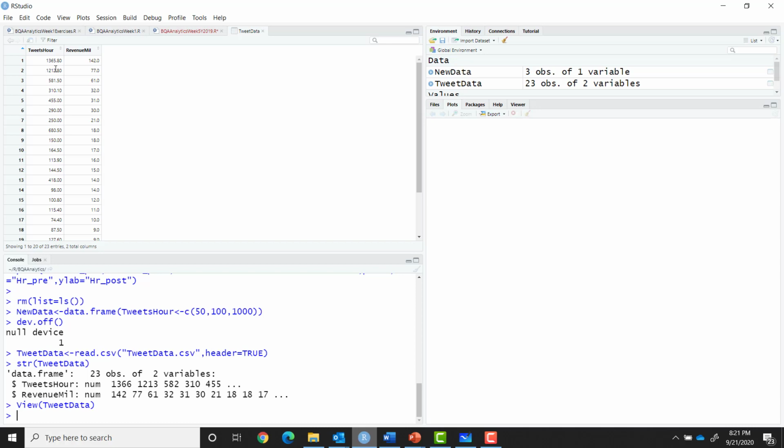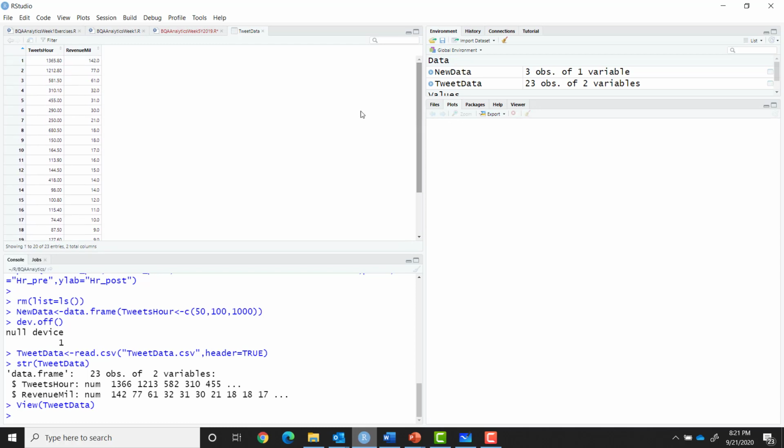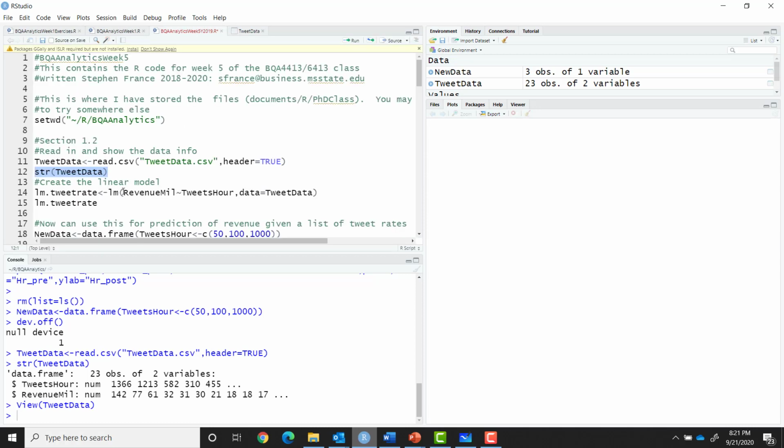So here we go. We've got the tweet rate per hour and we've got the revenue in millions. As you can imagine, these are pretty much related. We have higher tweet rates per hour and a higher degree of revenue. So let's run this regression.